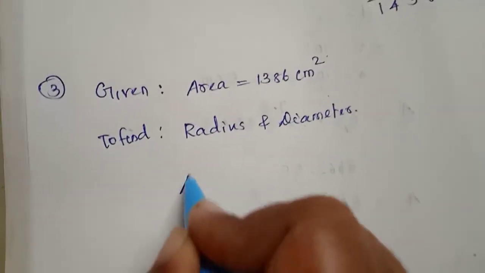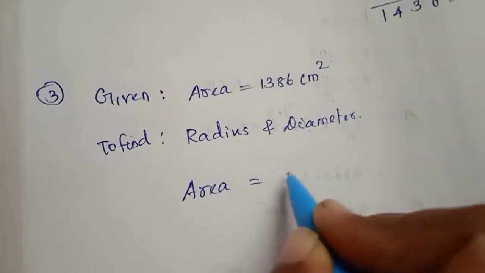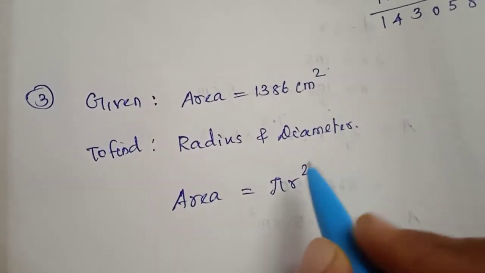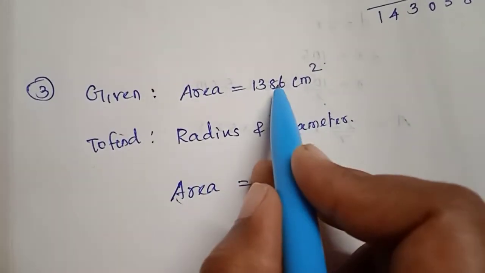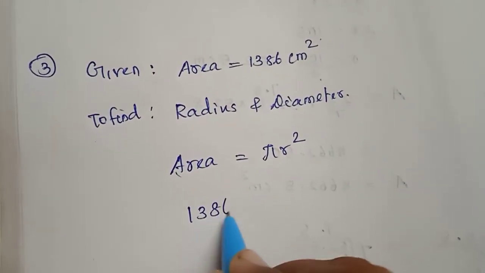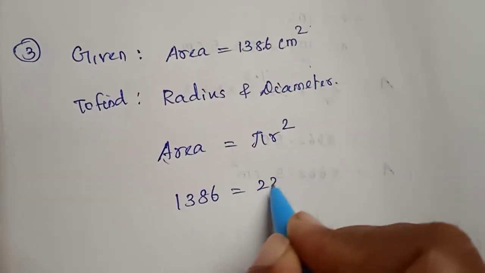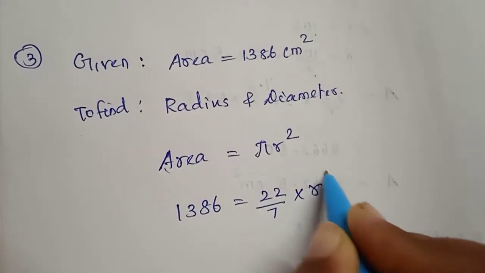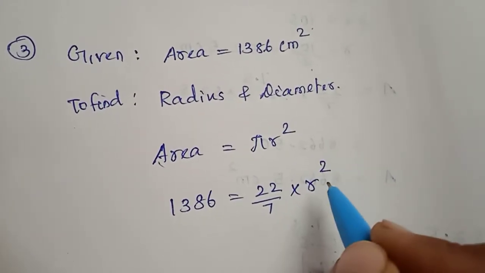First we'll write the formula. Area of a circle is equal to pi r square, and the area value is given. So instead of area we can substitute 1386 equal to pi value, 22/7, into r square. We have to find out this r.